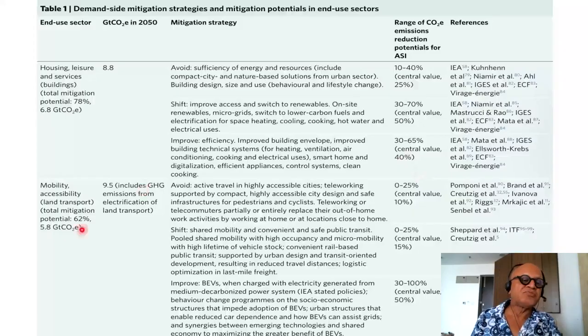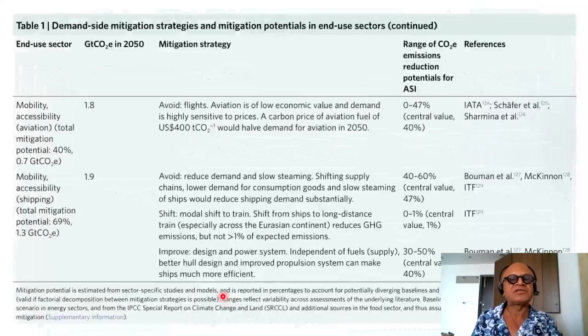Similarly, under mobility accessibility, this is the total emission. There are various ways of avoiding, shifting, and improving, which include battery operated electric vehicles, shared mobility, active travel in highly accessible cities, teleworking, and so on and so forth.